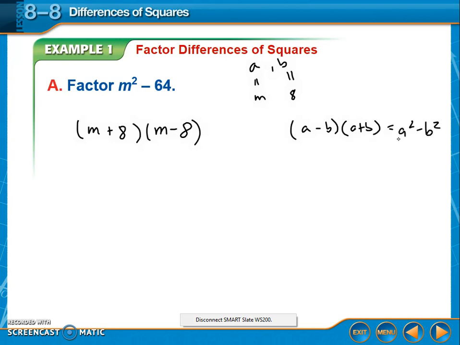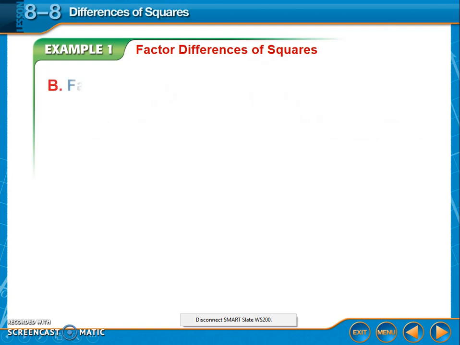Okay, so I have to figure out what squared and what squared gives me this and this, so I can find a and b. And then I just do one with plus and one with minus. And that's basically this section.